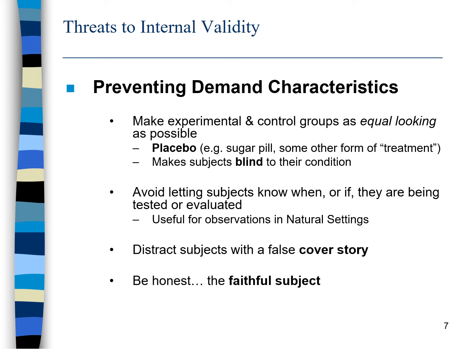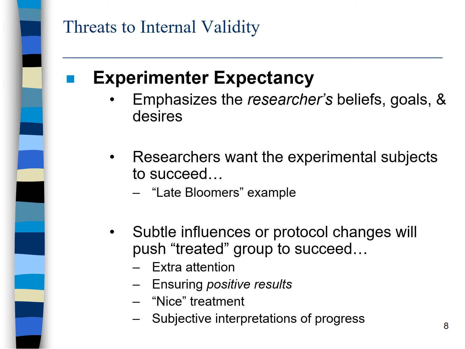Okay, so let's move on to the other side, the experimenter expectancy. If demand characteristics are all about the subject's point of view, whether they are tipped off or have hints or cues about how they're supposed to behave, experimenter expectancy focuses much more on the researcher or the research staff. And it's all about their goals and their desires.